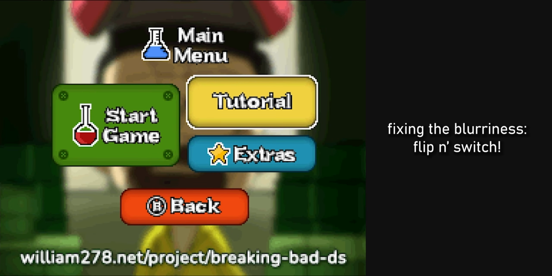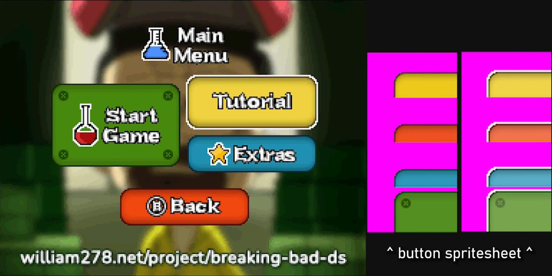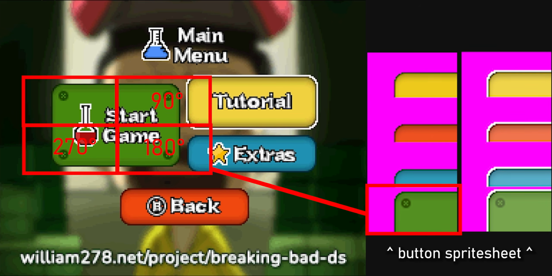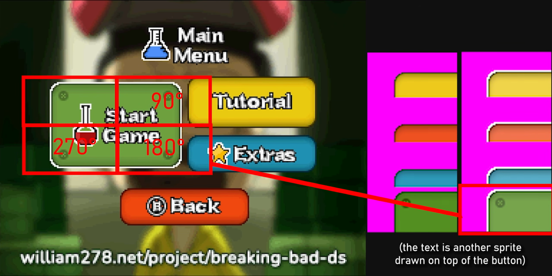To fix the blurriness issue, I made use of the DS's horizontal and vertical sprite flipping function through NightFoxLib to make buttons not just one sprite, but actually 4 copies of the same quarter of a button, rotated to make the button appear as a whole. When the player taps the button, it simply changes out the animation frame of all 4 button sprites to a selected version, and keeps their current position and rotation.